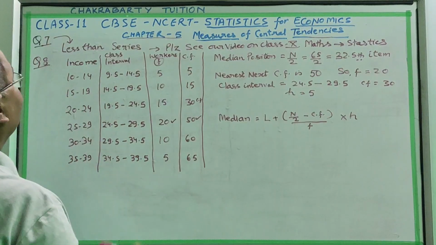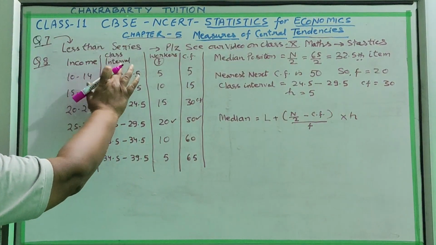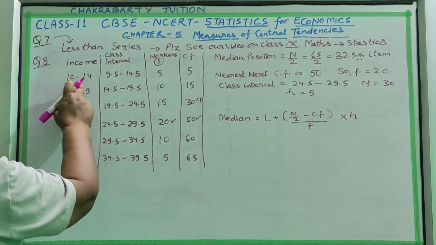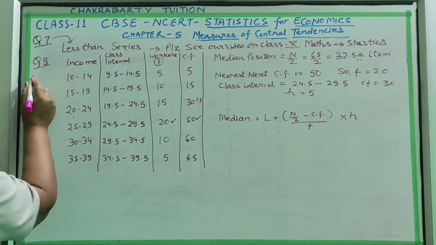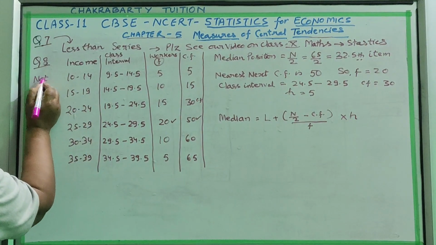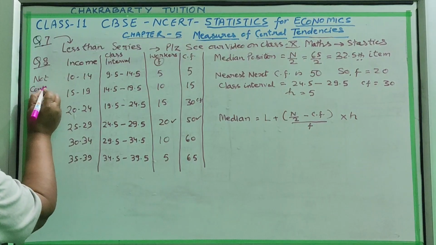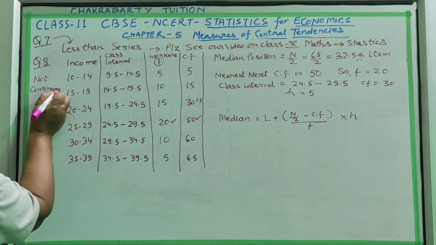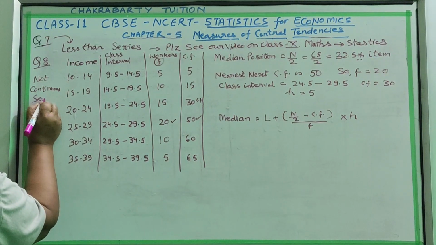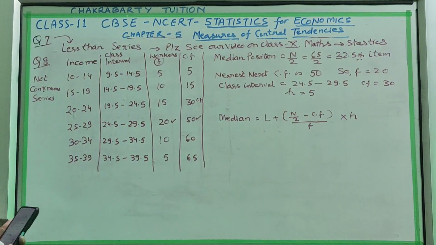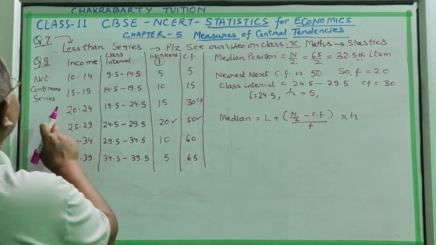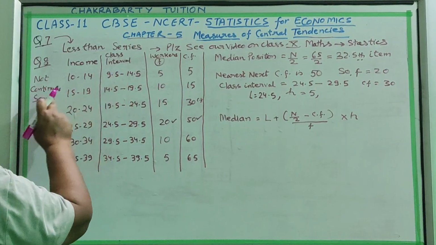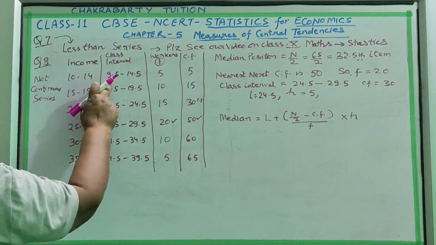So here in question number 8, income and class interval are given. Here the income series is not continuous. Now you have to make it a continuous series.